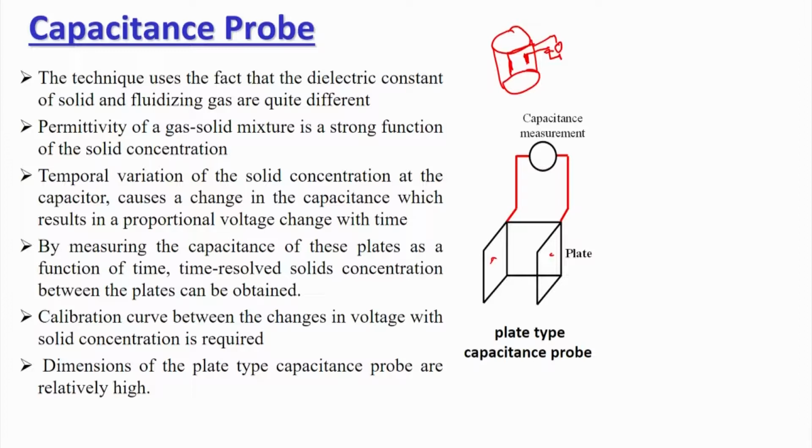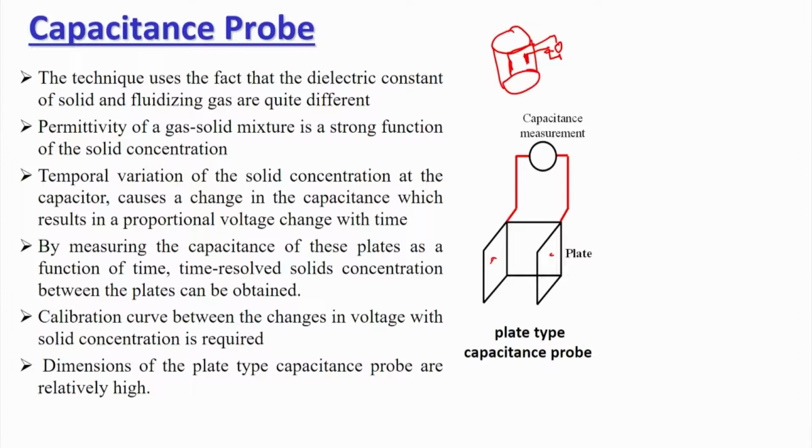These two plates will be inserted together with the electronics, which will be on the outside. So the size of this plate type capacitor is big, and therefore the intrusive nature will be higher, the flow disturbance will be higher. That is the drawback of this, and you can measure this.